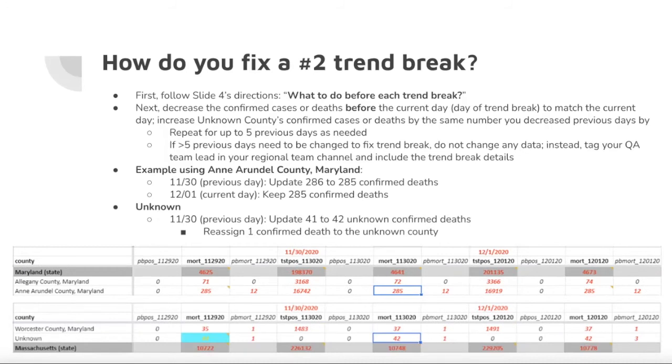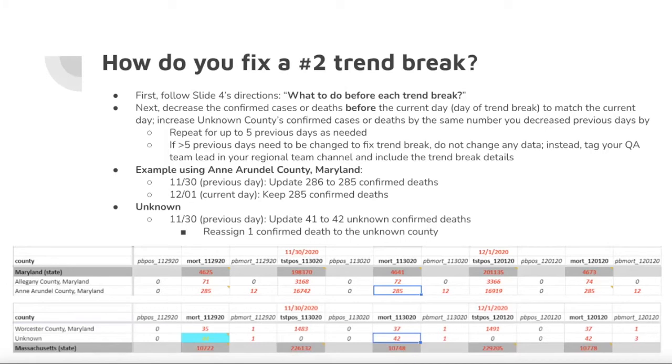So how do you fix a number 2 trend break? First, you're going to want to do your research and see if you can find any justification for this trend break. Then you're going to want to decrease the confirmed cases or deaths before the current day to match that of the current day. And then you're going to need to increase the unknown county's confirmed cases or deaths by the same number that you decreased the previous days by. And you can repeat this for up to 5 previous days as needed. But if you're noticing the trend break is longer than 5 days, please reach out to your QA team lead in your regional channel.